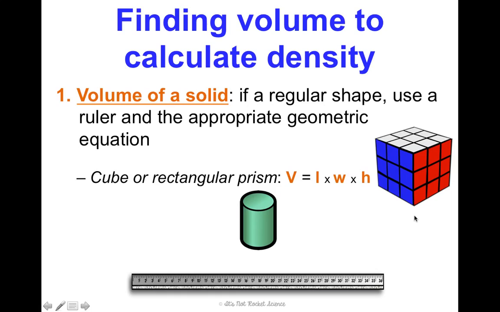Maybe you're finding the volume of a cylinder type object like we have pictured here. You would do pi r squared h. So pi times the radius squared times the height. So these are a couple of the ones that we're going to use in our class. We're not going to look at any other regularly shaped objects, so we'll just be using these two equations.